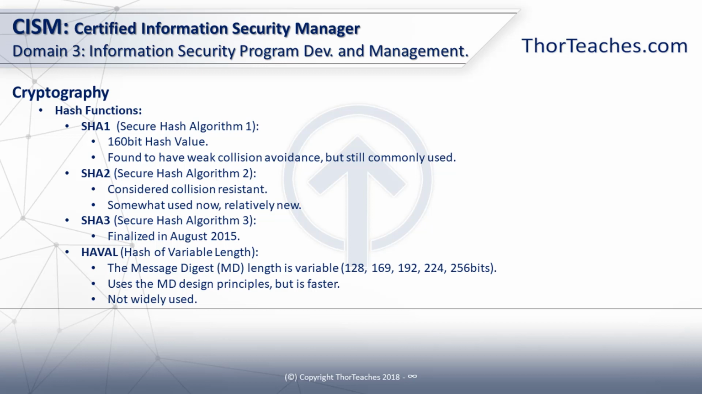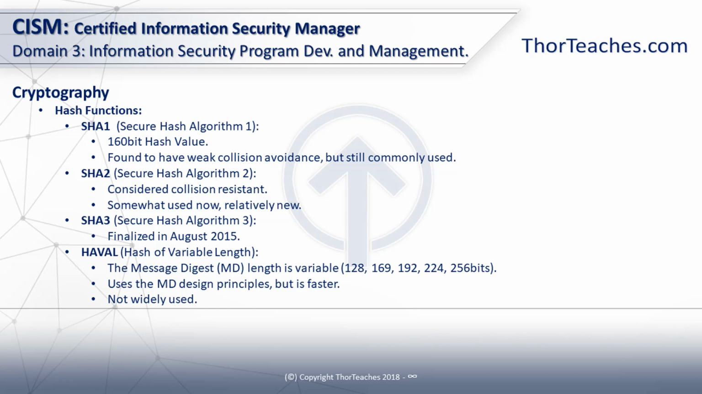HAVAL, or hash of variable length, is based on the MD design principles, but it's much faster. And you can choose the output length: 128, 160, 192, 224, or 256 bits. This again is not very widely used. It is, however, considered collision resistant. For the exam, know what hash functions are, what they do, what they don't do, how they work, and then the high levels of each of the types.